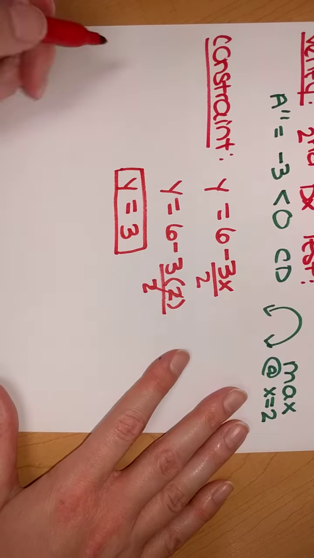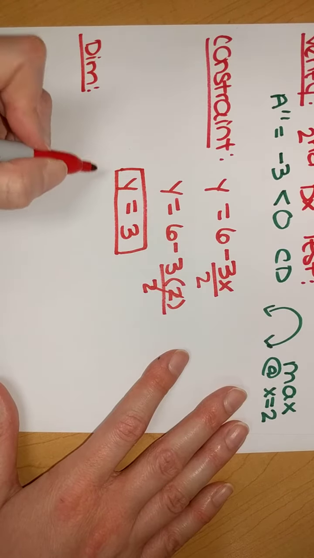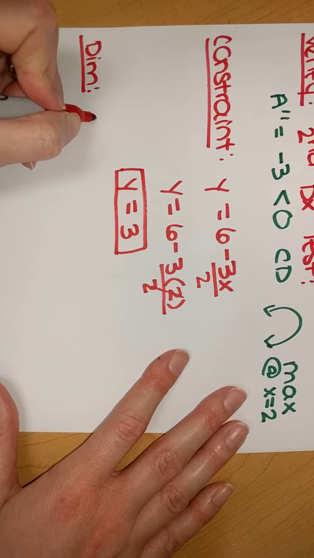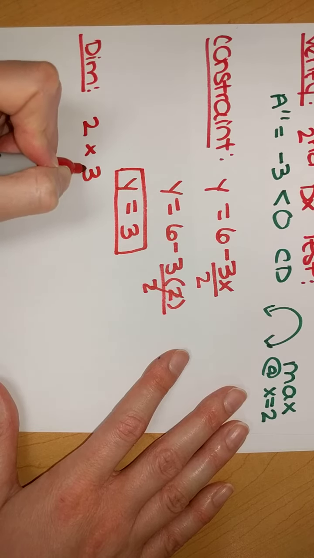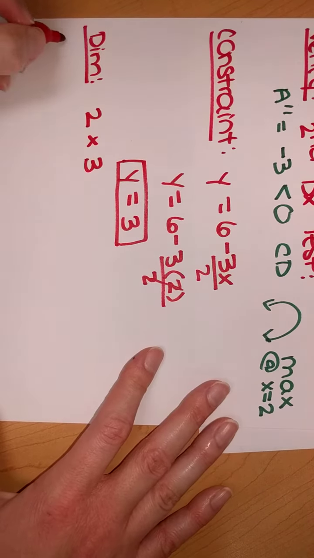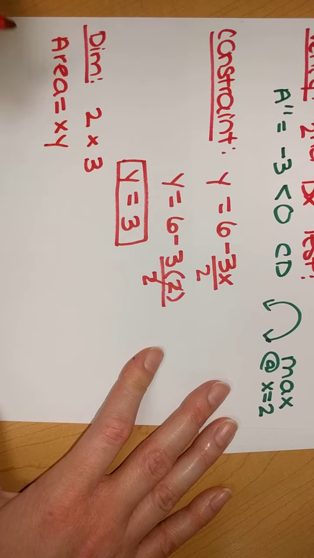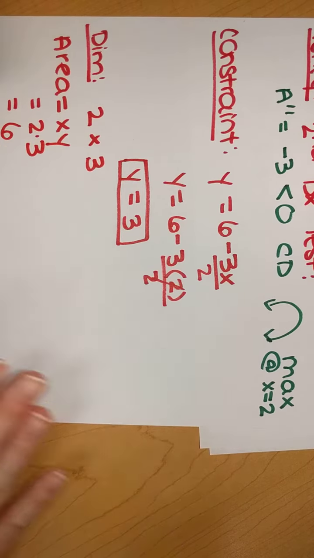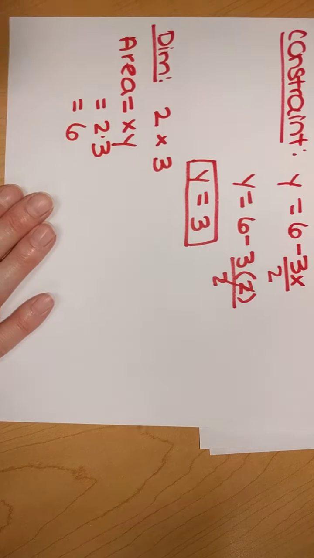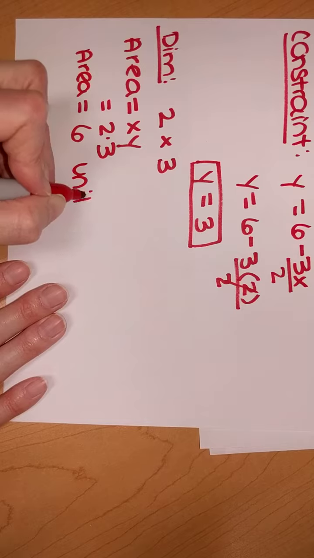So what we are finding here is that the dimensions of our rectangle are x by y, the dimensions will be 2 by 3. Now, they didn't ask for the dimensions. They said, what is the largest area? So our area was x times y. So we will have 2 times 3, giving us that our area is 6. So the area of the largest rectangle is going to be 6 units squared.